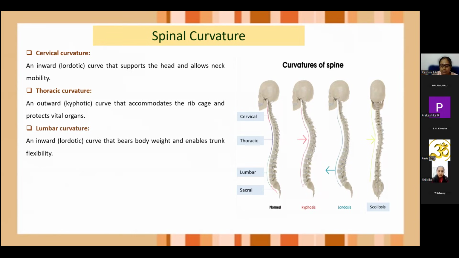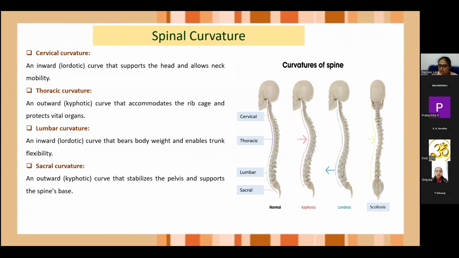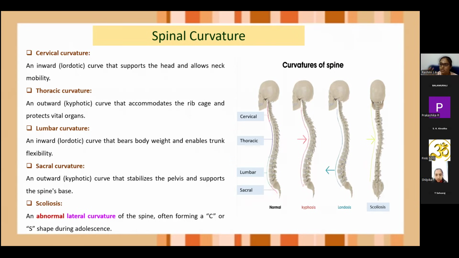Then the lumbar curvature, again it is inward, and it bears the weight of the body and enables the trunk to become flexible. Then sacral curvature, it has the outward curve and that stabilizes the pelvis and supports the spine base. So this is known as the S-shaped curve, which is natural and it has to be on the vertical side.